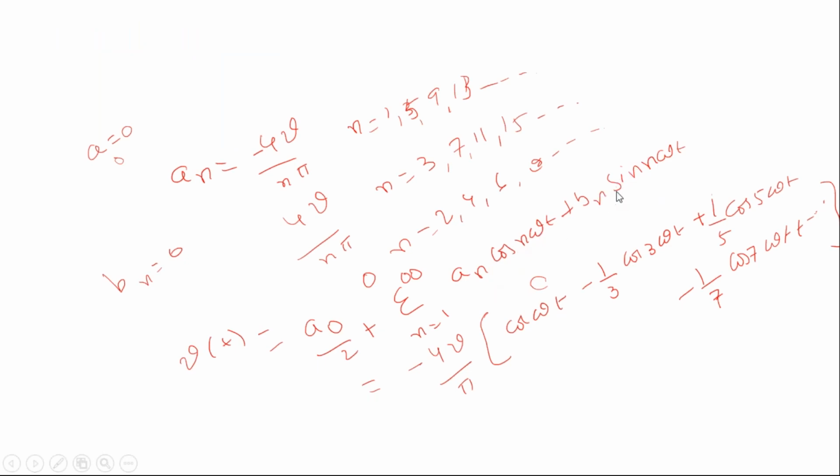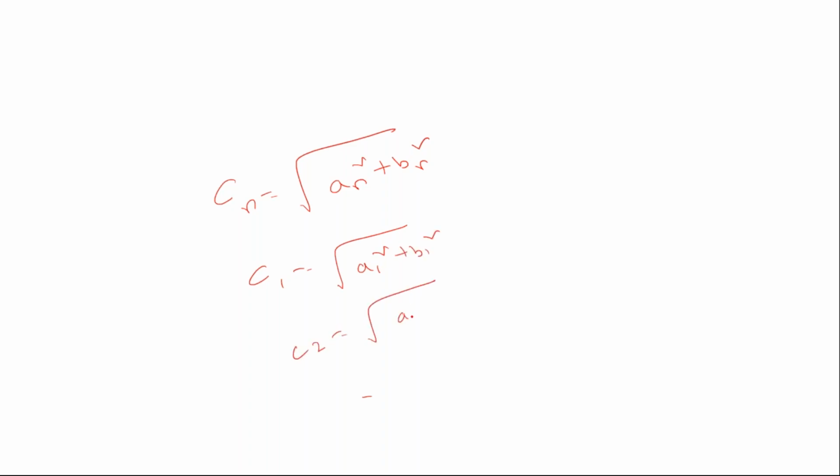We don't have bn sin n omega t. So suppose you write the formula for Cn. The formula for Cn is nothing but square root of an square plus bn square, which means that if you take C1, which is nothing but square root of a1 square plus b1 square, C2 is square root of a2 square plus b2 square. Like this, you need to consider n number of components.